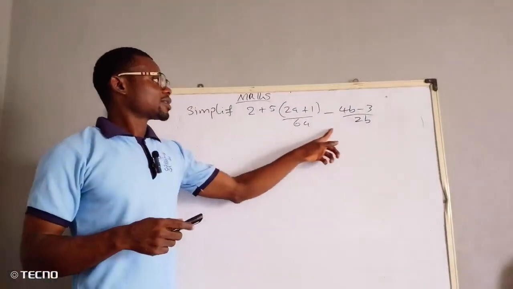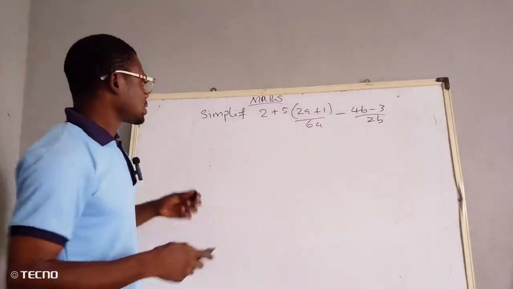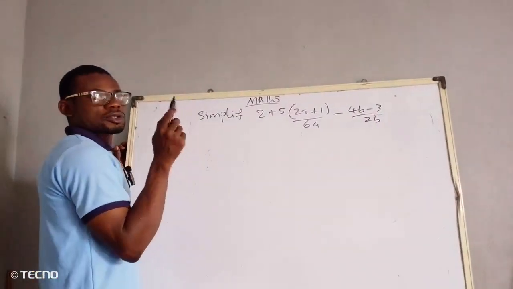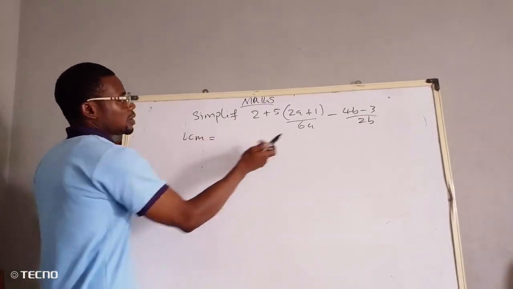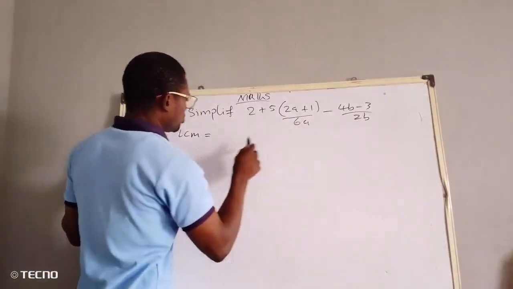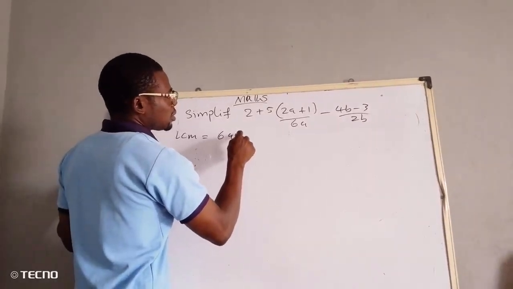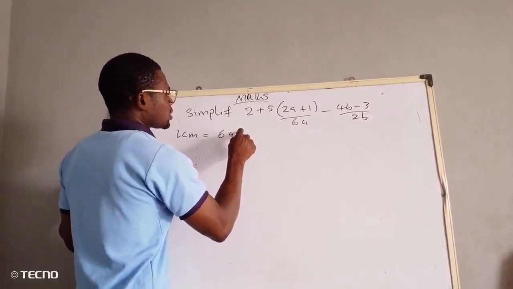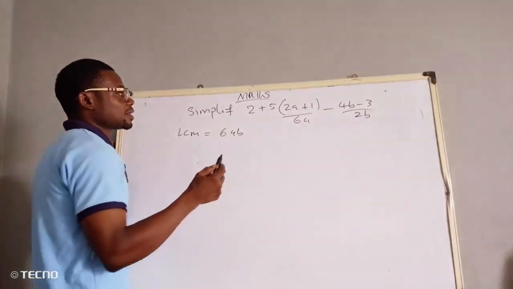Try to simplify this. So what do we do? It looks complex, right? But it is very simple. So what you need to do first, let's look at the LCM. The LCM between 6A and 2B is 6AB. Yes. You know how I got that?